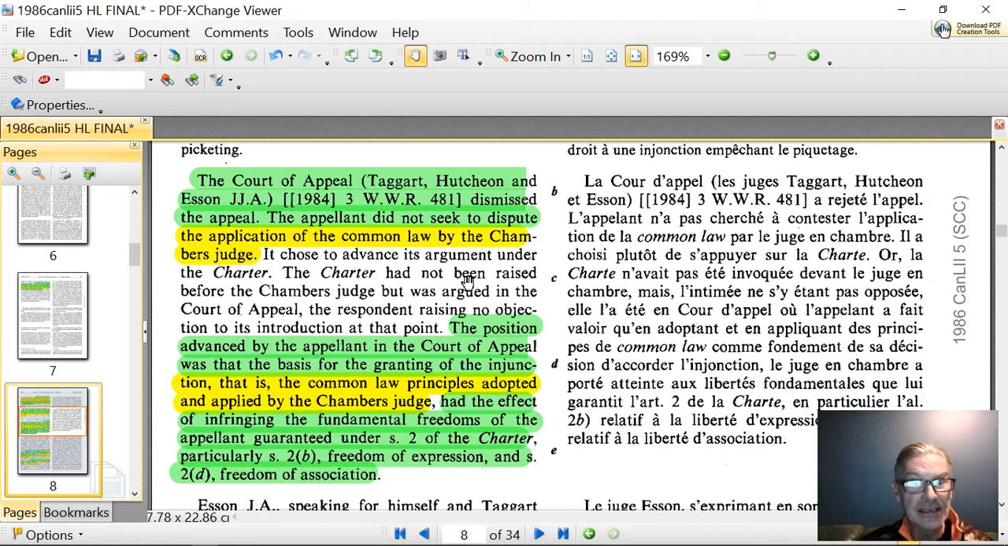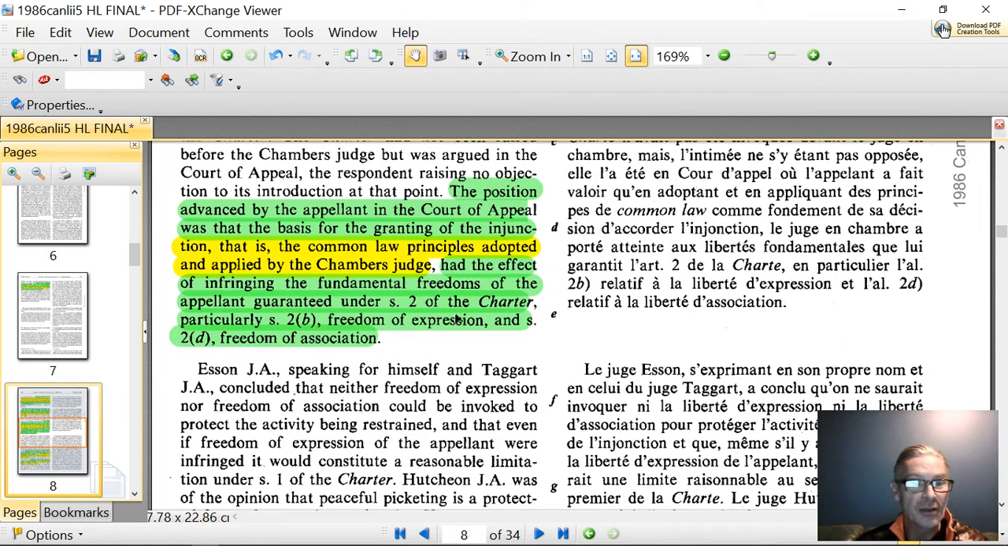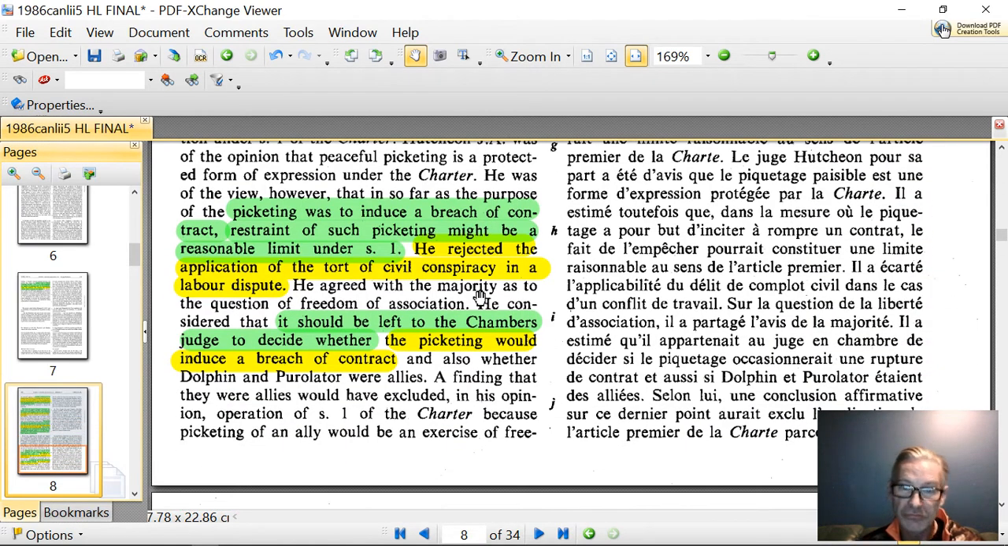dismissed the appeal. The appellant did not seek to dispute the application of the common law by the Chamber's judge. The position advanced by the appellant in the Court of Appeal was that the basis for granting of the injunction, that is, the common law principles adopted and applied by the Chamber's judge, had the effect of infringing the fundamental freedoms of the appellant guaranteed under Section 2 of the Charter, particularly Section 2B, freedom of expression, and Section 2D, freedom of association. So the Chamber's judge decided one way, and the appeal judges are deciding another way.